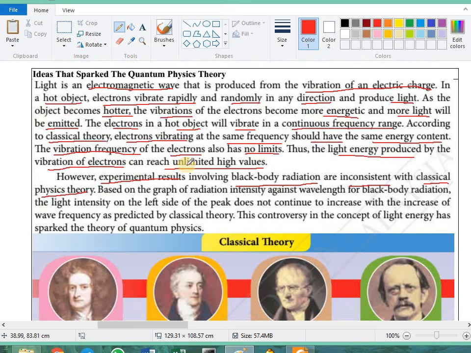So based on the graph of radiation intensity against wavelength for black body radiation, the light intensity on the left side of the peak does not continue to increase with the increase of wave frequency as predicted by classical theory. So this controversy in the concept of light energy has sparked the theory of quantum physics.